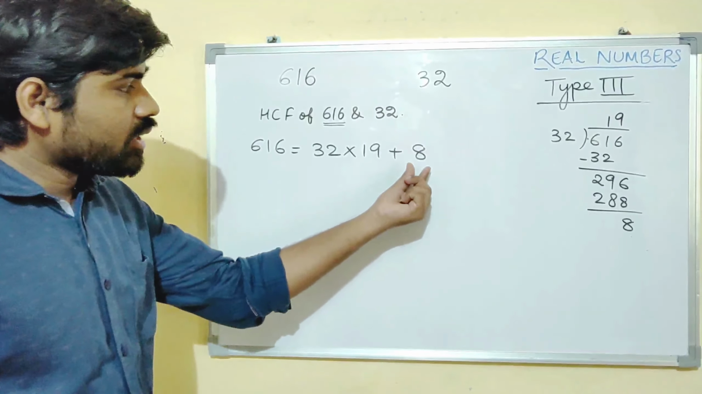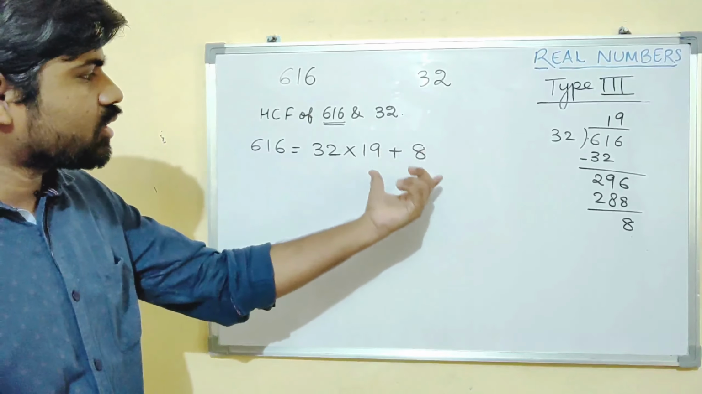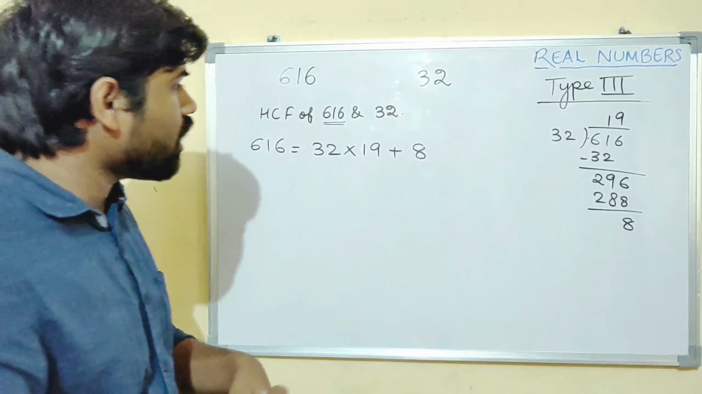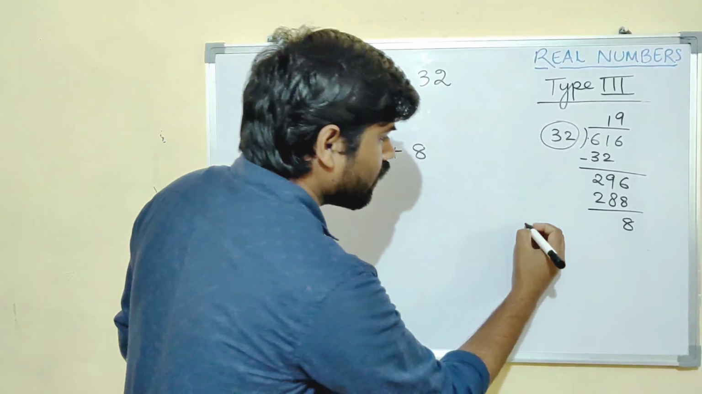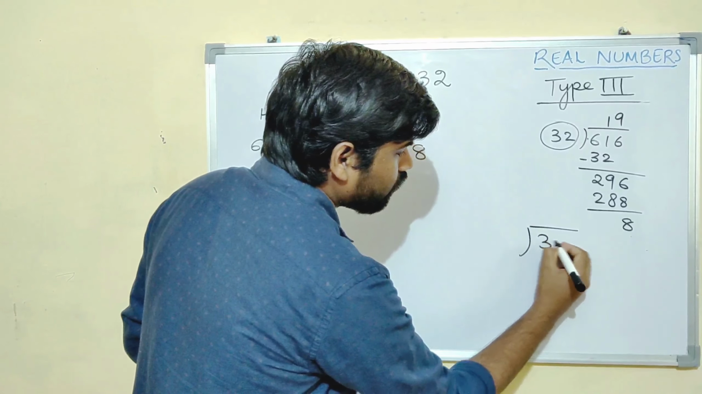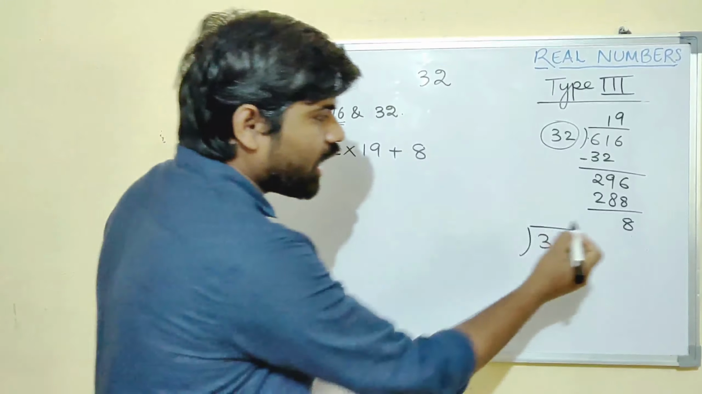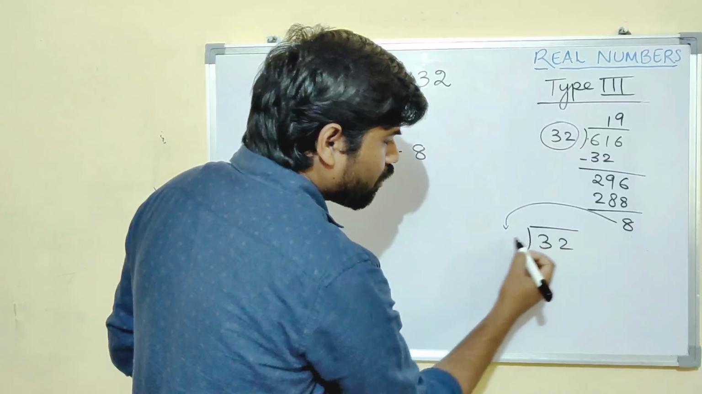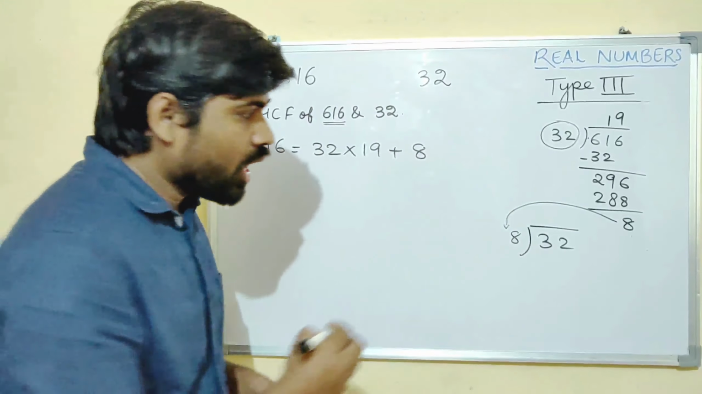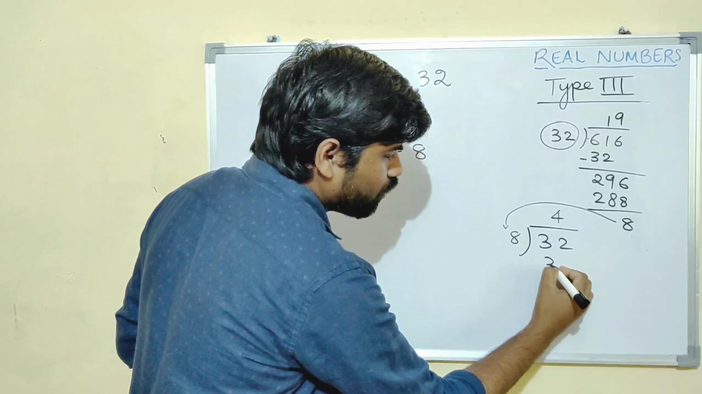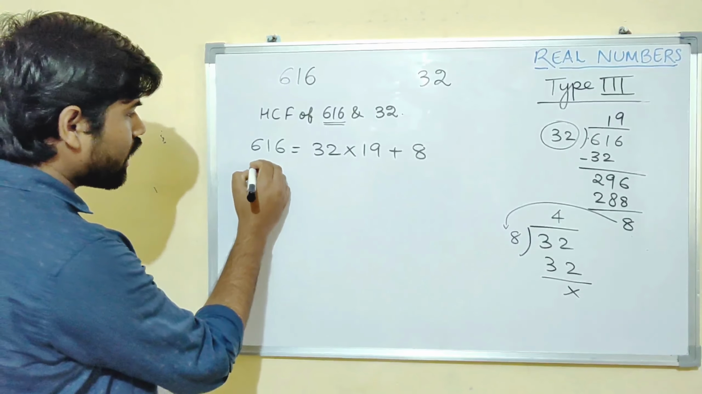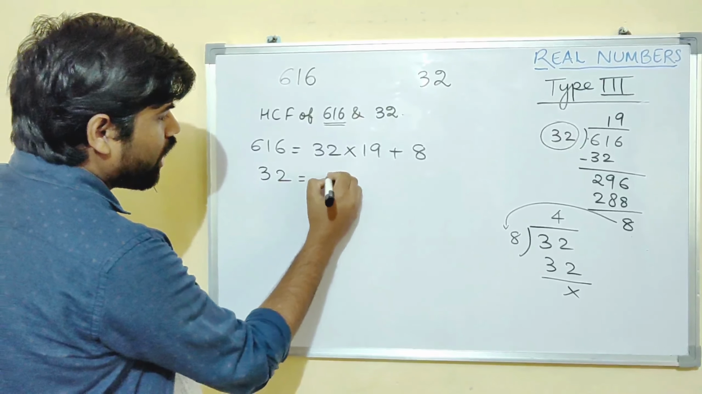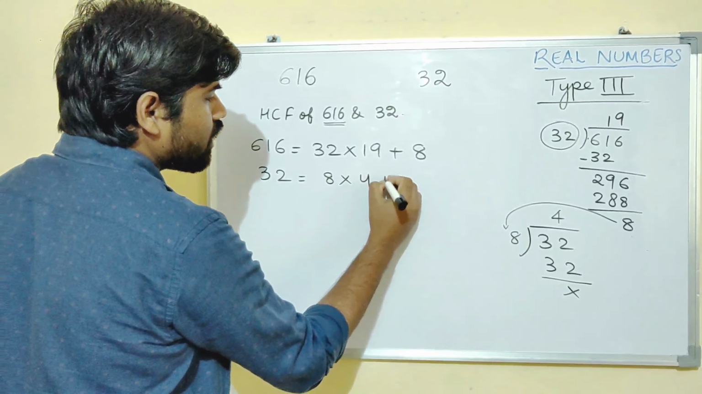Okay, is the remainder 0? No, that means this is not your last step. You have to divide further. Now your divisor will become the dividend. Okay, the new dividend, right? 32 is your dividend and 8 will become your divisor. Now 8 fours are 32. The remainder is 0 here. Now you will write like this: 32 is equal to 8 into 4 plus 0.